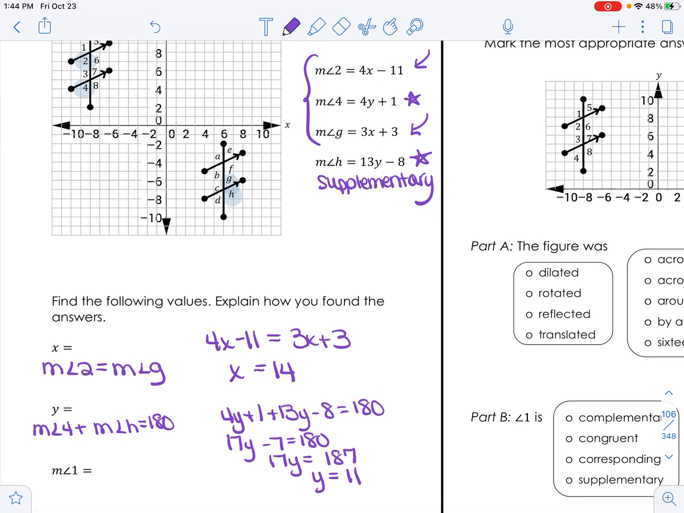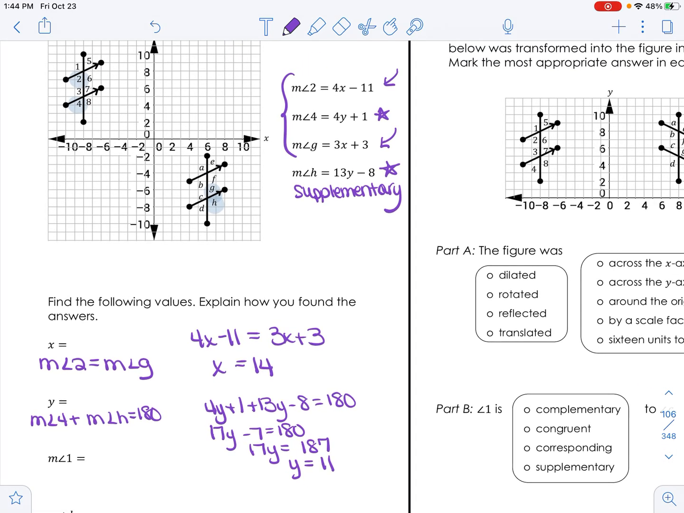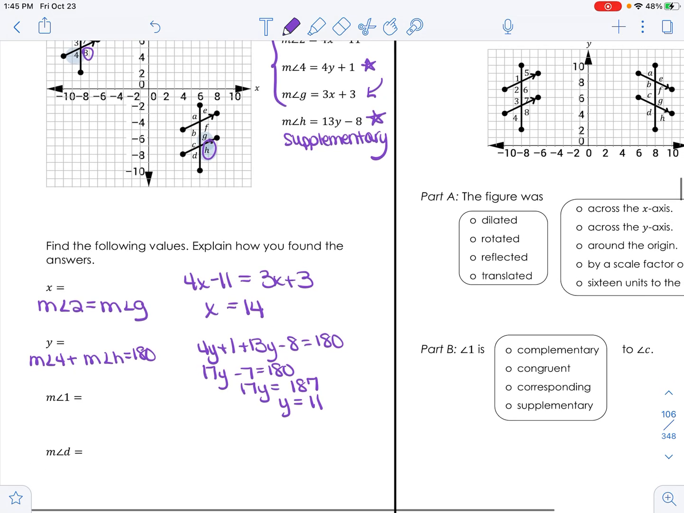All right, so now we've got to use that information to find the measure of angle 1. So the measure of angle 1, there's angle 1. It is actually congruent to the measure of angle H. Okay, so 1 and H are actually alternate exterior angles. So let's set those equal to each other.